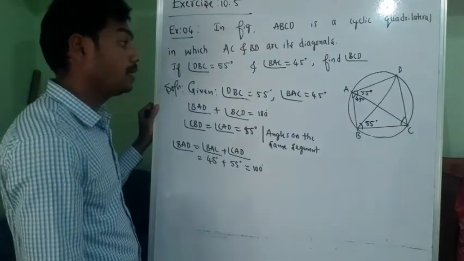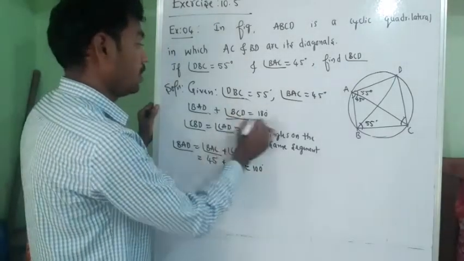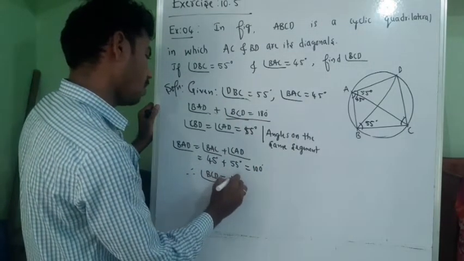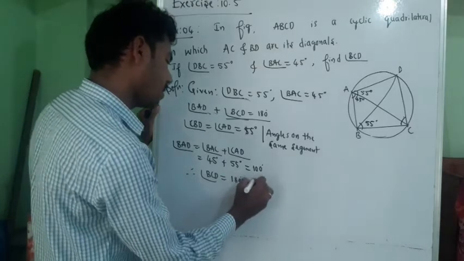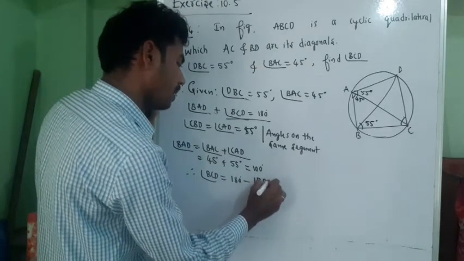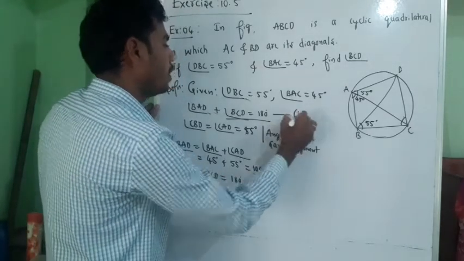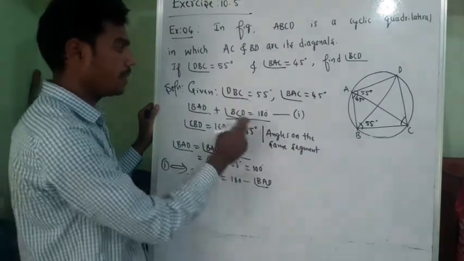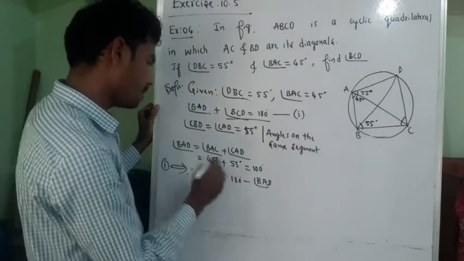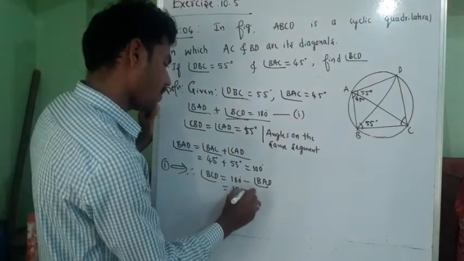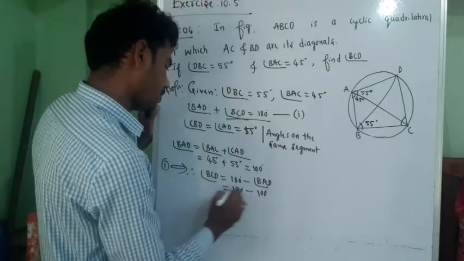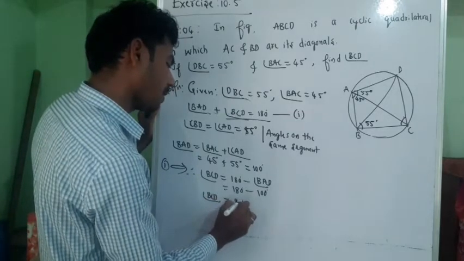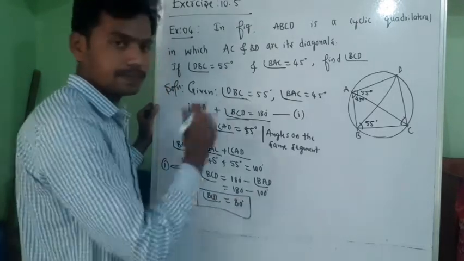Then what is BCD? Therefore, angle BCD is equal to 180 degrees minus angle BAD. You can call it equation number 1. Then equation number 1 becomes BCD is equal to 180 minus BAD. What is BAD? Just now we calculated it as 100. So therefore angle BCD is equal to 80 degrees. Please note this.